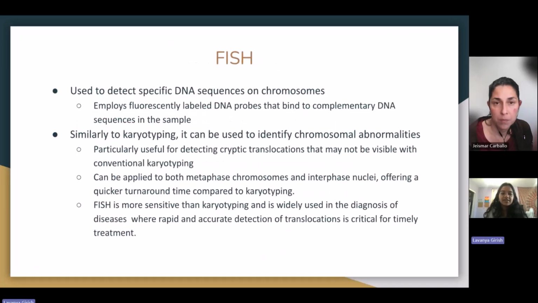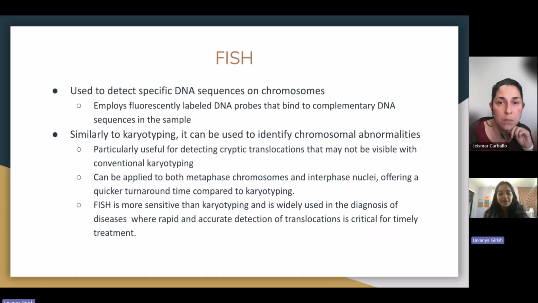FISH is used to detect specific DNA sequences, which is different from cytogenetic assessment. It detects DNA sequences on chromosomes, and it employs fluorescently labeled DNA probes to bind to complementary DNA sequences in the sample. It's very similar to karyotyping in that it can be used to identify the chromosomal abnormalities that are associated with various AML, but it has a few advantages over karyotyping. Particularly, it's useful for detecting cryptic translocations that may not be visible with regular karyotyping.